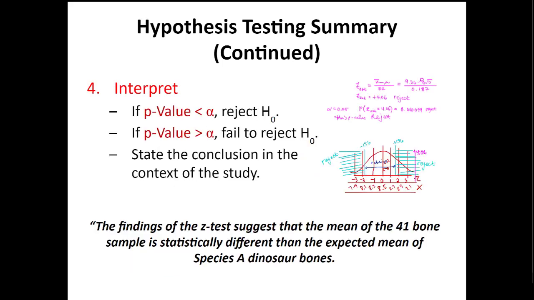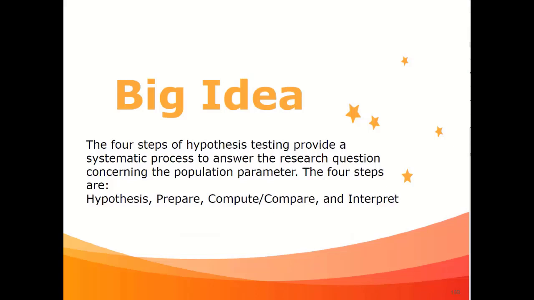Finally, I'm going to go ahead and state my conclusion in the context of the study, which was the findings of the z-test suggest that the mean of the 41 bone sample is statistically different than the expected mean of species A dinosaur bones. So what's the big idea? The big idea is that the 4 steps of hypothesis testing provide a systematic process to answer a research question concerning the population parameter. The 4 steps are hypothesis, prepare, compute compare, and interpret.